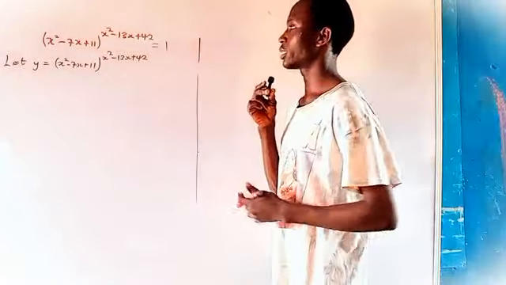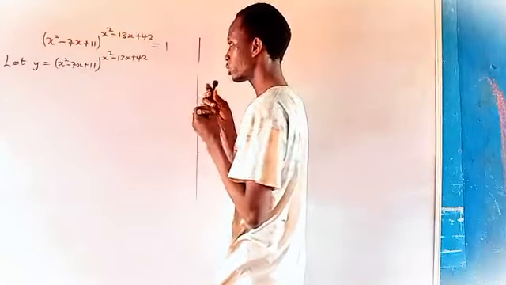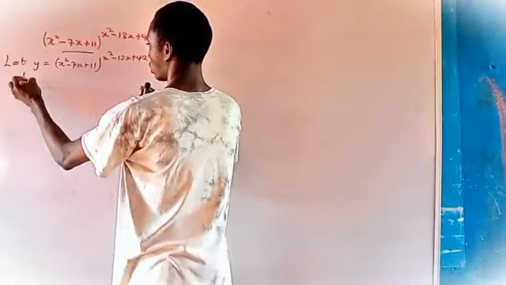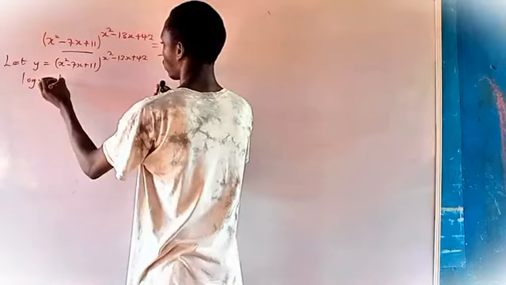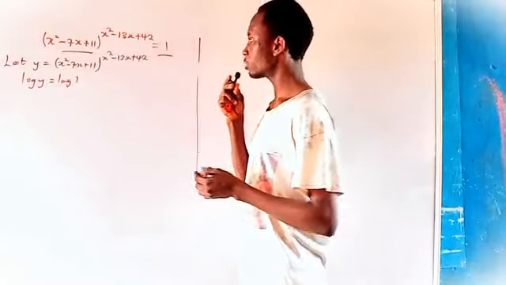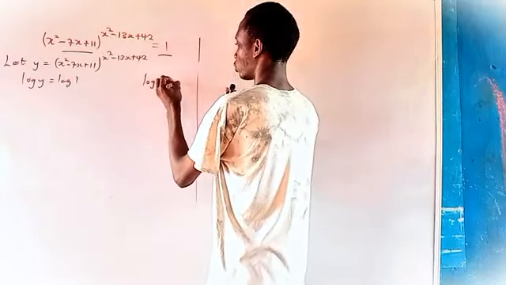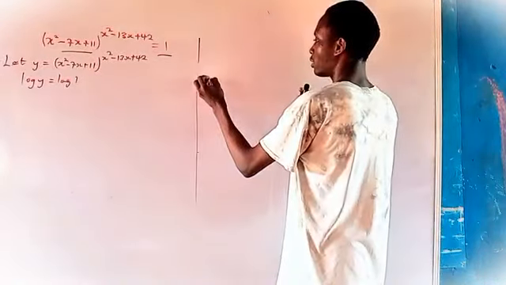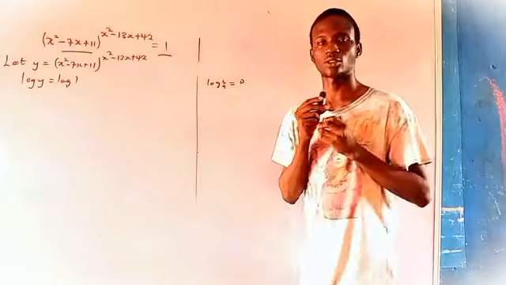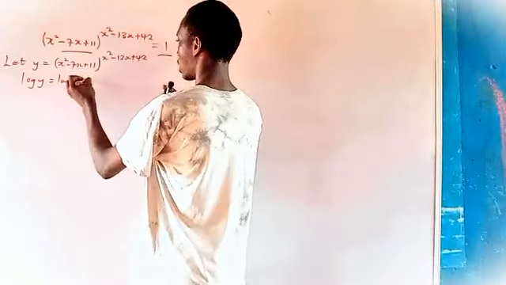Since y equals this, and everything here is also equal to 1, if I take log of both sides, I'm going to have log of y equals log of 1. Don't forget, log of 1 to any base is equal to 0, according to the law of logarithm. So log of 1 equals 0.